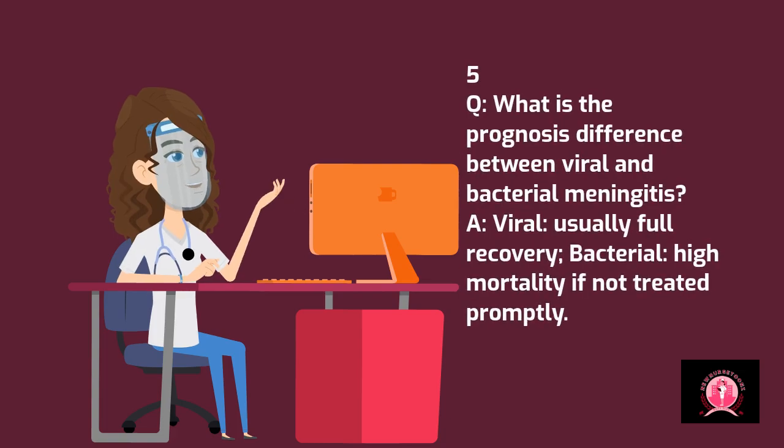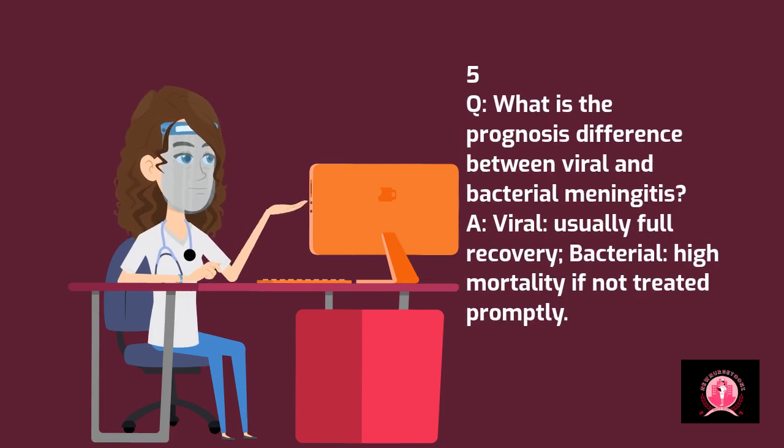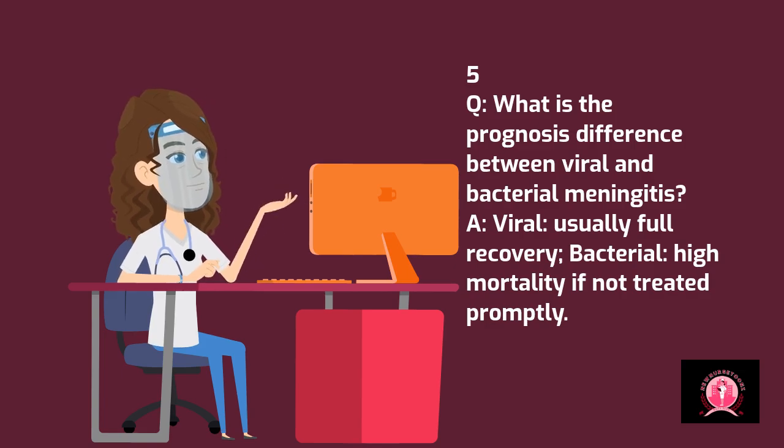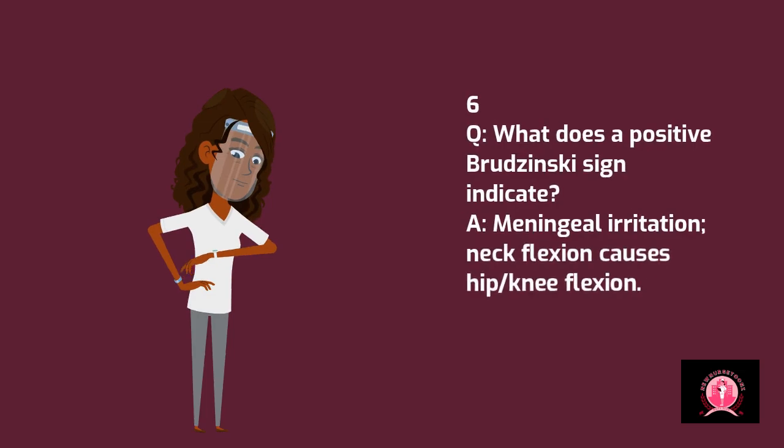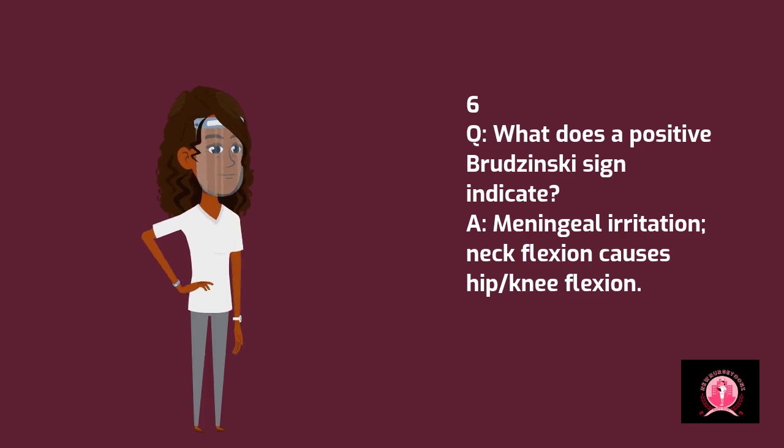5Q. What is the prognosis difference between viral and bacterial meningitis? A. Viral, usually full recovery; bacterial, high mortality if not treated promptly. 6Q. What does a positive Brudzinski sign indicate? A. Meningeal irritation, neck flexion causes hip/knee flexion.